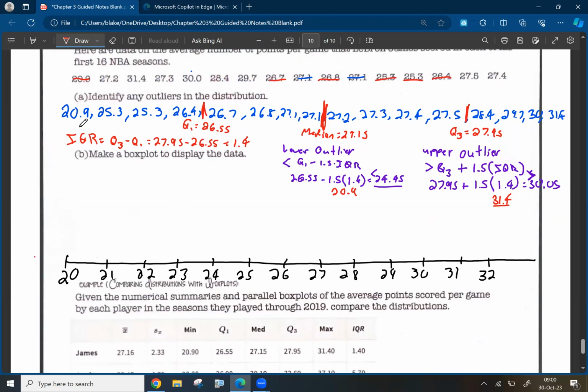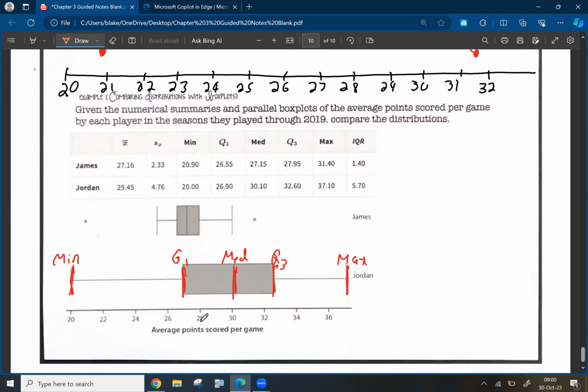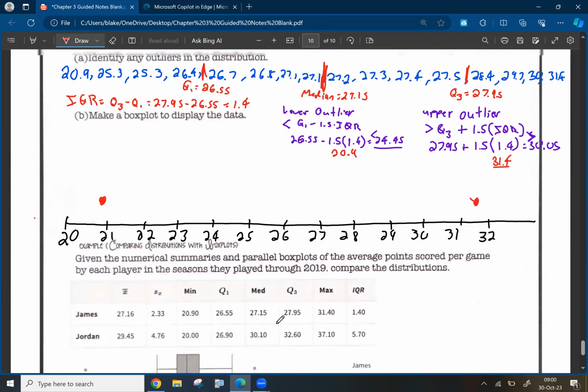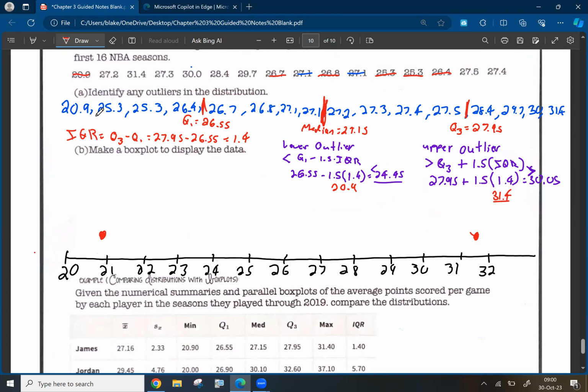So we have an outlier at 20.9. It's going to be right here. We have an outlier at 31.4, right about there. Again, I'm putting these just above the number line, similar to how this one was made. Since those are outliers, I'm going to have the next smallest number be the minimum. So 25.3 will be right about here. Then Q1's at 26.55, so about 26.5 right here.